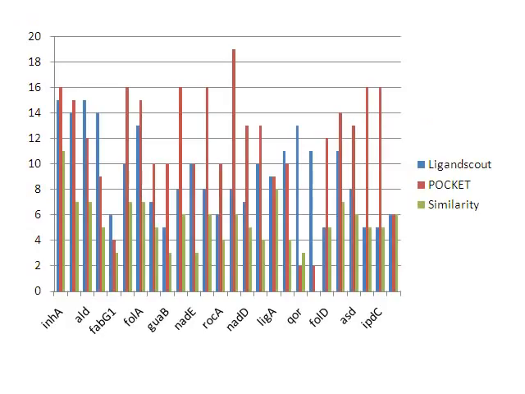This is a graph which compares the data obtained from LigandScout and PocketV. The blue lines are the data obtained from LigandScout, the red is from PocketV, and green is the similarity between these two software. For all the 26 protein structures, we have compared the data from LigandScout and PocketV.